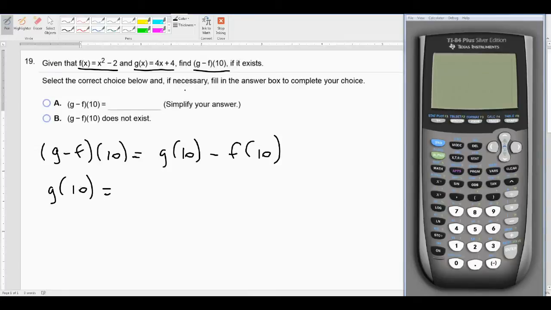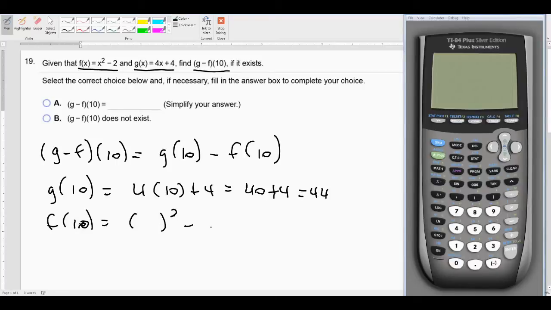So g of 10, we'll use this function, 4x plus 4. I don't use the x because I use open parentheses, and inside there I put that 10. And then you have to take 4 times 10 is 40, and 40 plus 4 is 44. That's just crazy. And then f of 10 means we'll take the f function, which is x squared minus 2, blank squared minus 2. What goes inside the blank? The 10. 10 squared is 100. And 100 minus 2 is 98.